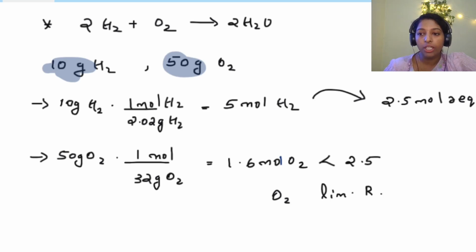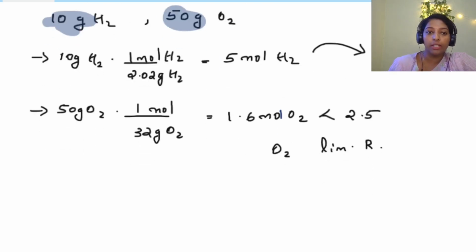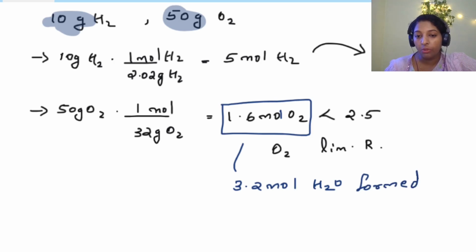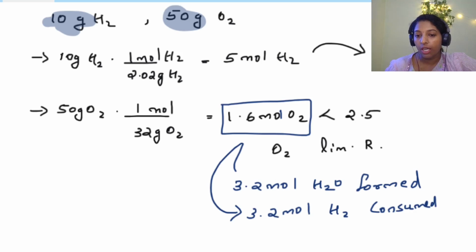Then what about the amount of water formed? Everything depends upon the oxygen because oxygen is the limiting reagent. If 1.6 moles of oxygen is there, you multiply by 2 because the ratio of water is times 2. So 3.2 moles of water will be formed. And what about the excess reagent? 1.6 moles of oxygen is consumed, and 3.2 moles of hydrogen is consumed.